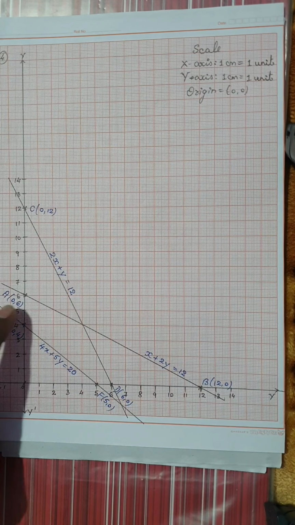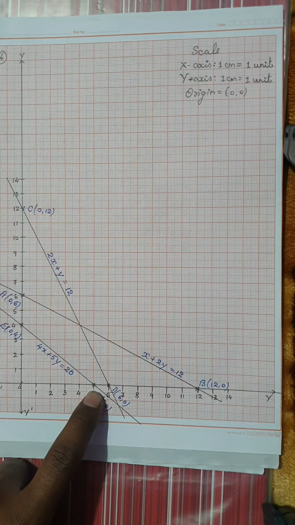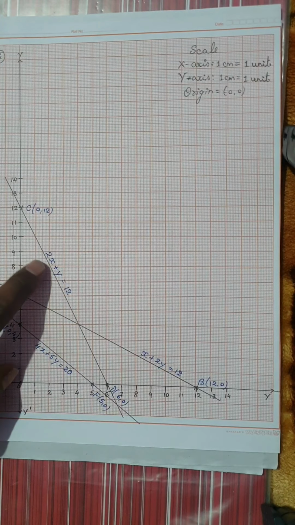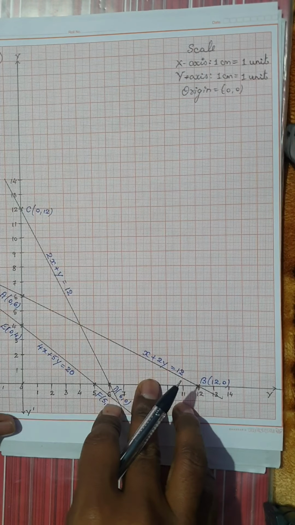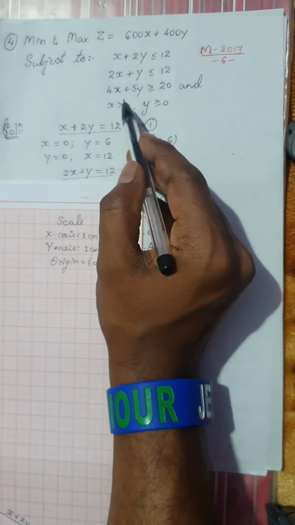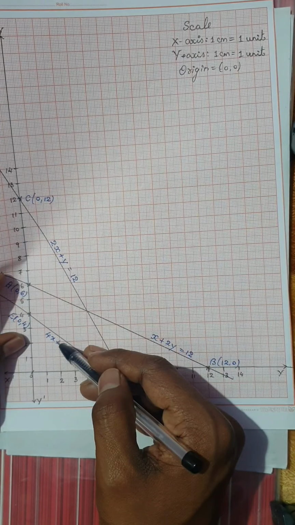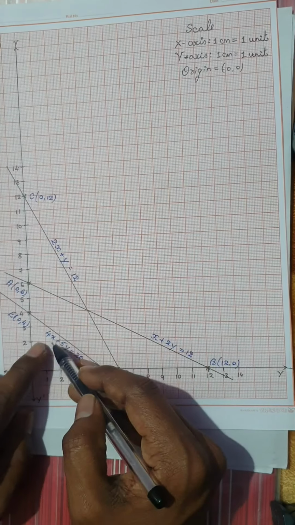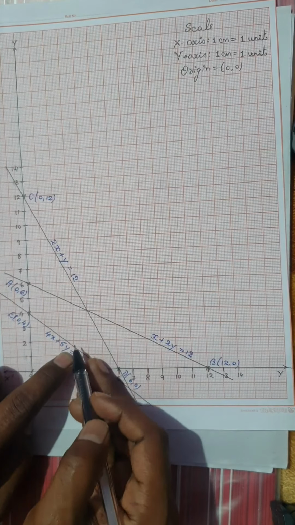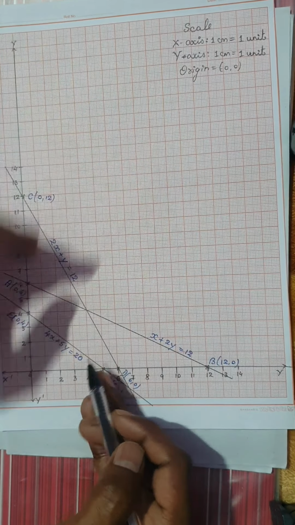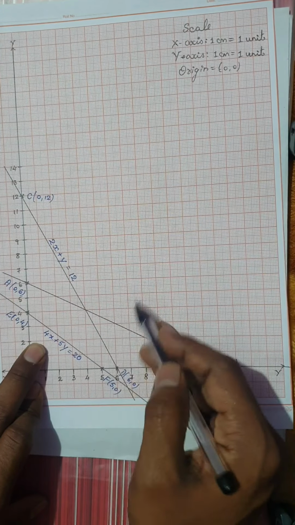Students, I've noted the points A, B, C, D, E and F and the lines x plus 2y equals 12, 2x plus y equals 12, and 4x plus 5y equals 20. Now, let's go on with finding the feasible region. Let us see the third one first: 4x plus 5y greater than or equal to 20. Greater than means it would be away from the origin. So the feasible region is above the line 4x plus 5y equals 20, which means I have to find the portion above this.